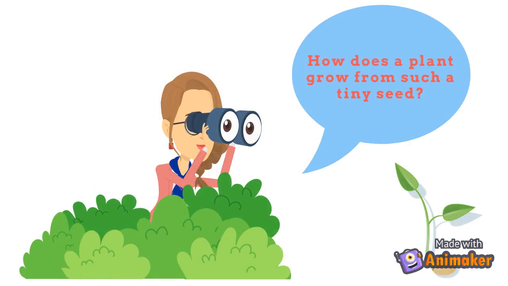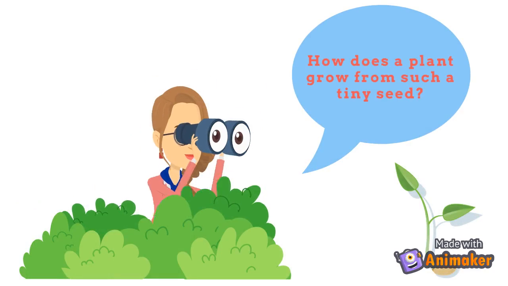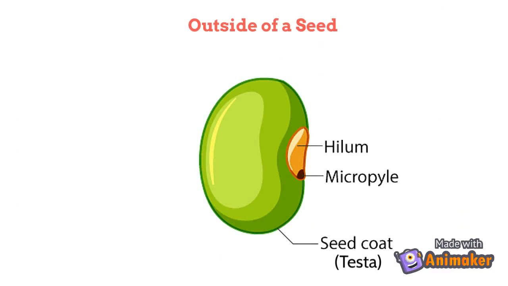How does a plant grow from such a tiny seed? The outside of a seed is made up of a testa, which is also known as the seed coat. It protects the baby plant from harmful weather conditions. A hilum is a scar left by the stalk, which attached the ovule to the ovary wall before it became a seed. A micropyle is a tiny hole present in the seed, from which air and water can pass through.